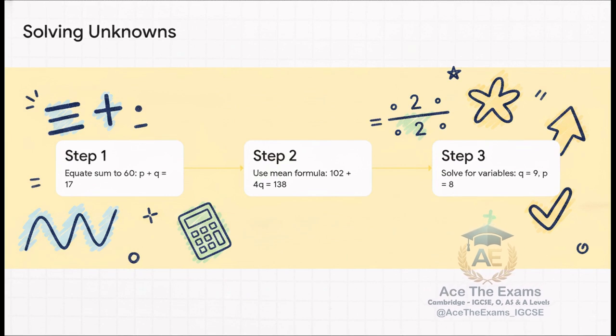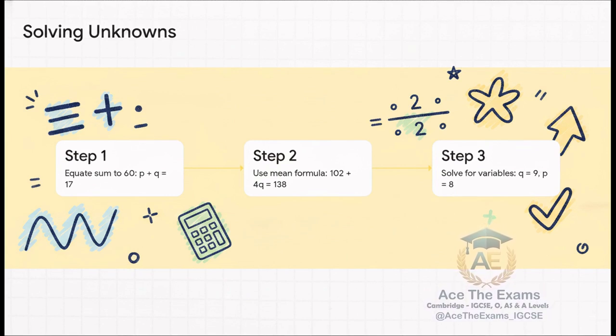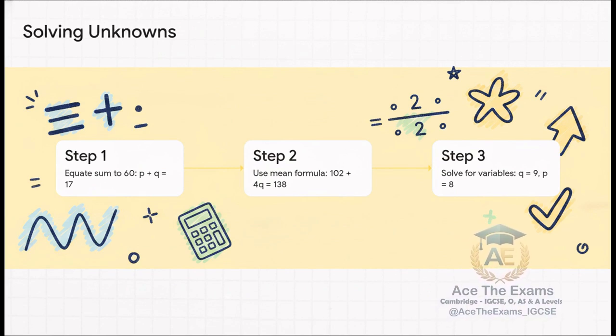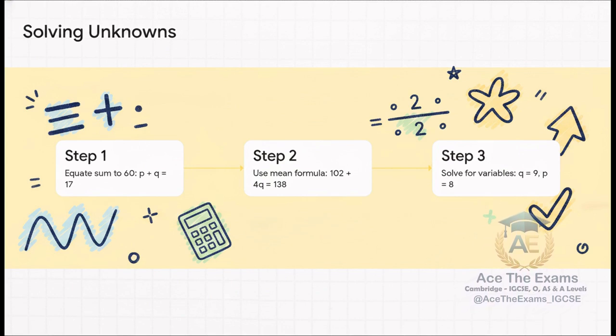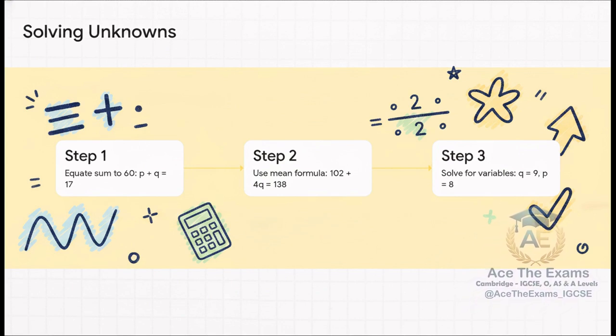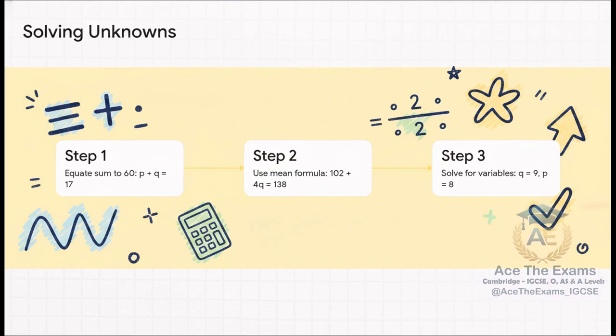Step 1. We know the sum of all frequencies is 60. If we add up the numbers we actually have, 14, 15, 7, 5, and 2, we get 43. So, P plus Q plus 43 equals 60. Subtract that 43 and there's our first equation. P plus Q equals 17.